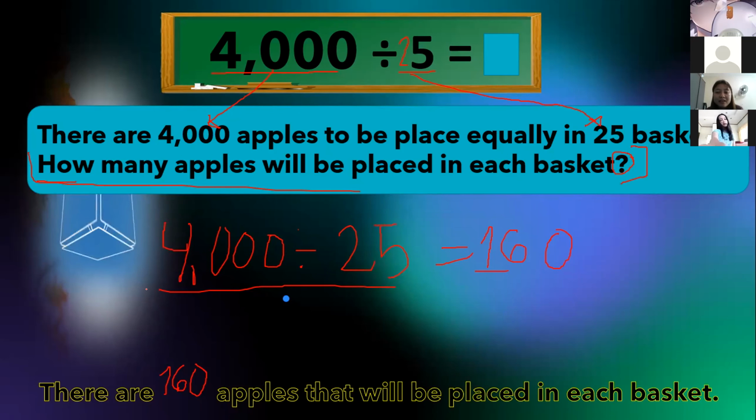Okay. And if Teacher Mary will ask you, what is the number sentence? The number sentence is 4,000 divided by 25 is equals to, okay, so that is the given sentence. This is the example of a number sentence. 4,000 divided by 25 is equals to blank, or box, or question mark. Okay, so that is the number sentence.